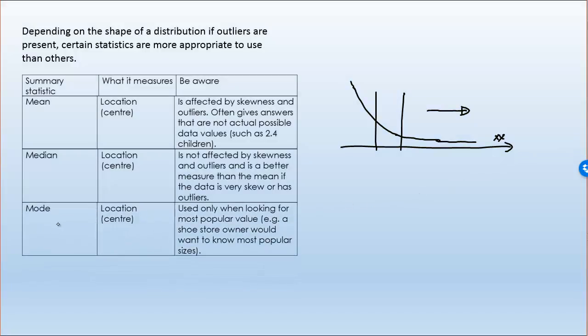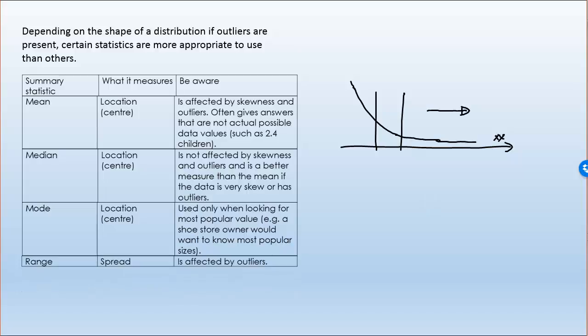The mode is also an average, a measure of central location, but it's used only when looking for the most popular value. For example, a shoe store owner would want to know the most popular sizes because he needs that information in order to order the right quantity of shoes in each size.